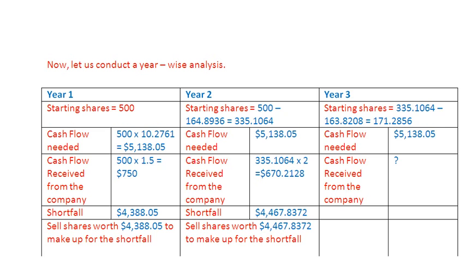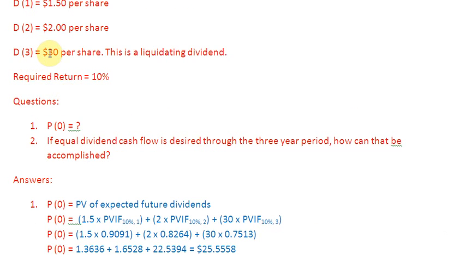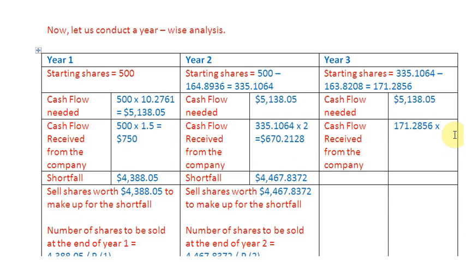So now the cash flow needed is the same, $5,138.05, and let's see how much do we receive from the company. We have these many number of shares left with us, 171.2856, and on these shares we are going to receive a liquidating dividend from the company of, let's verify it again, $30 per share. So let us write here 30. If we take the product, we are going to get $5,138.568. So actually you wanted 5138.05, you got a little bit extra here, a few cents, and maybe we can buy a candy with that.